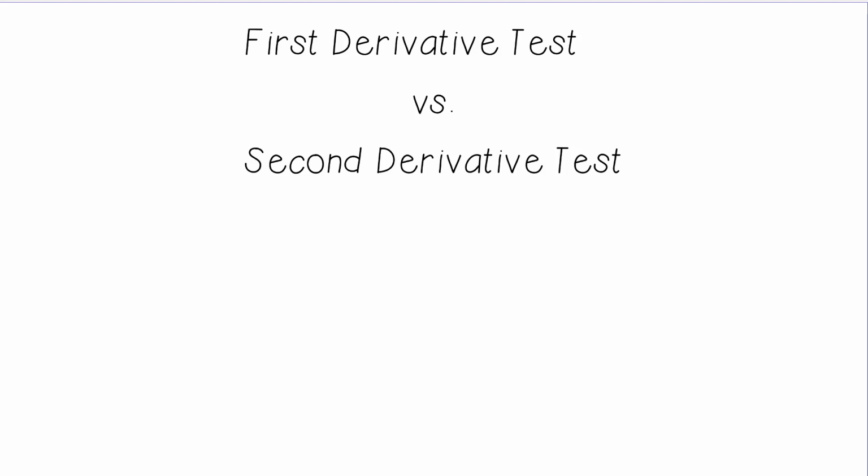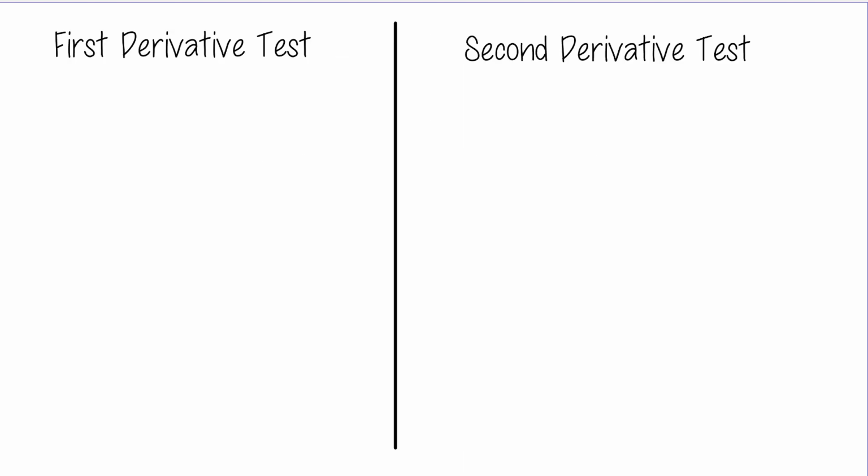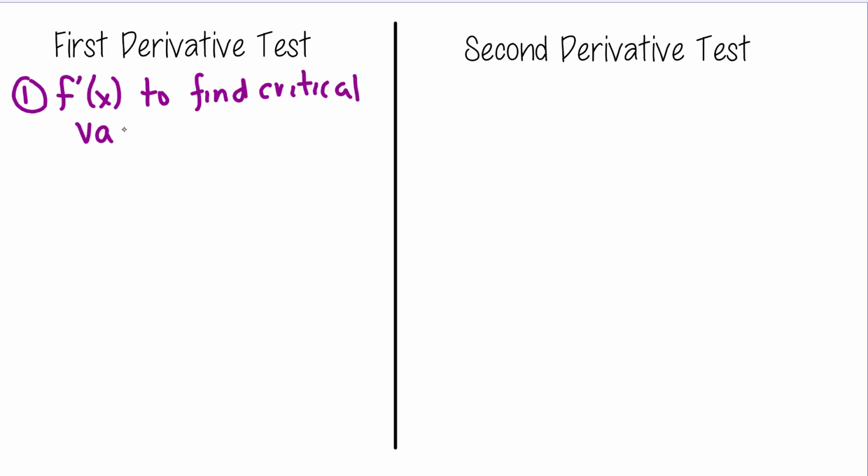Okay, so this video is on finding relative max and min as well, but this is about the difference between using a first derivative test and a second derivative test. So I'm going to go over the basics of each. For the first derivative test, your first step, and this is going to be the same for the second derivative test as well, is to find f prime of x to find critical values. Remember, this happens when f prime is either equal to 0 or is undefined.